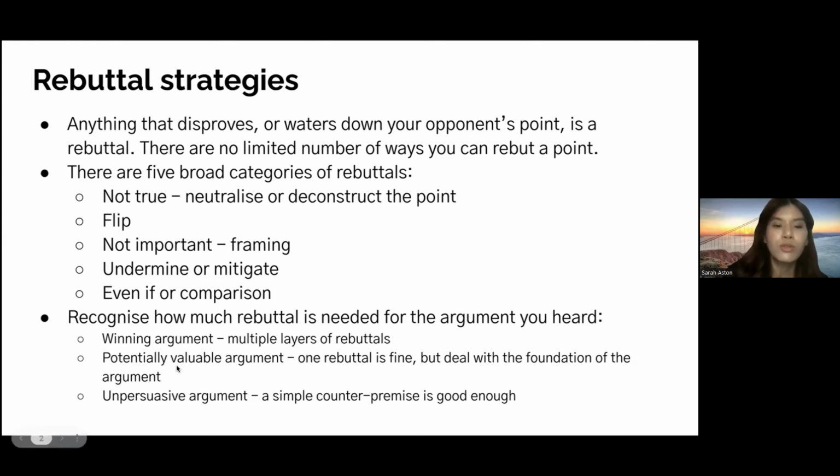Okay. Number 2 is to talk about if they have a potentially valuable argument, right? As you are listening, you're probably like, this sounds pretty good.